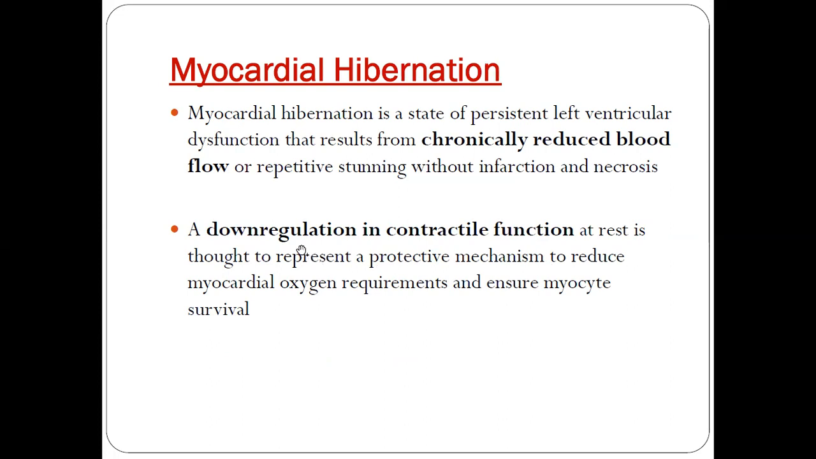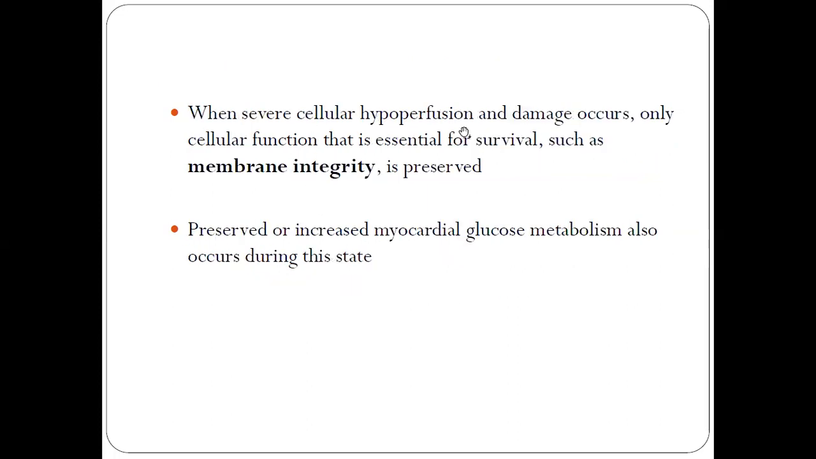Whenever there's chronically reduced blood flow, there is a downregulation of contractile function. The body tries to save the myocardial tissue by decreasing its movement. When movements are less, there is decreased myocardial oxygen requirement, and thus myocytes can be maintained and survive. When severe cellular hypoperfusion and damage occurs, only cellular function that is essential for survival, such as membrane integrity, is preserved. The rest of the function goes into a rest state.